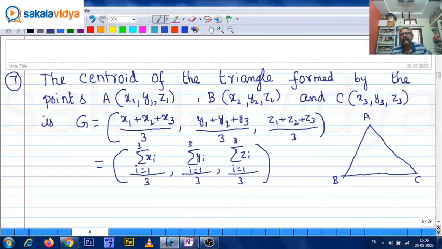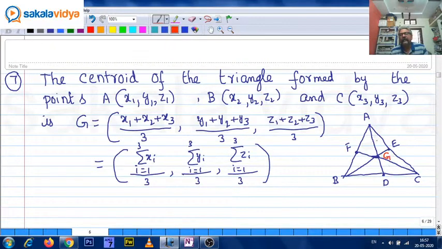This is the centroid, meaning the point of concurrence of the medians. Here D is the midpoint of BC, E is the midpoint of CA, and F is the midpoint of AB. So you join BE, you join CF. They are concurrent at this point. This point is called the centroid.